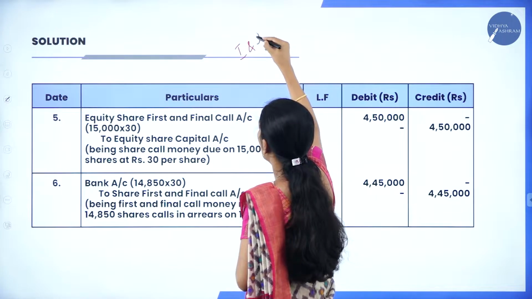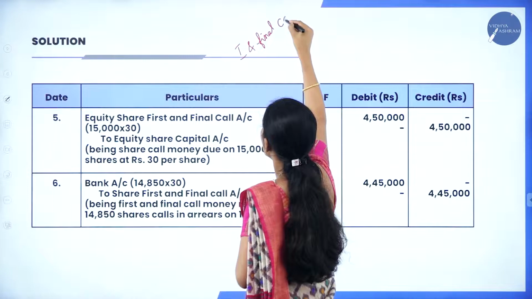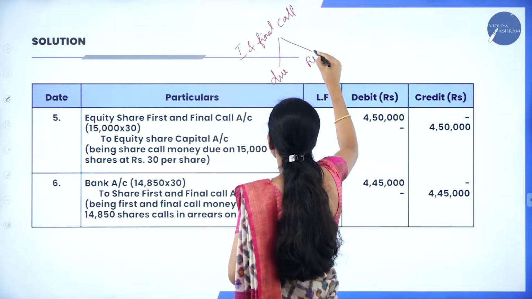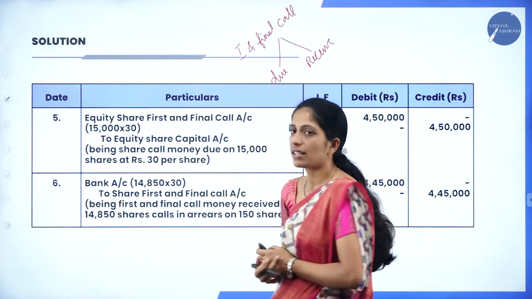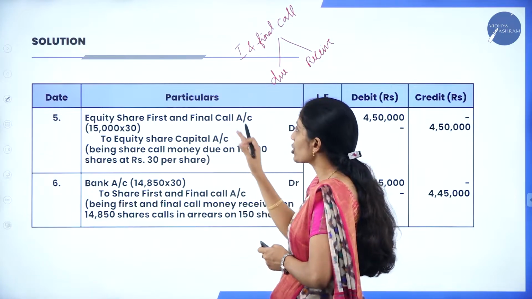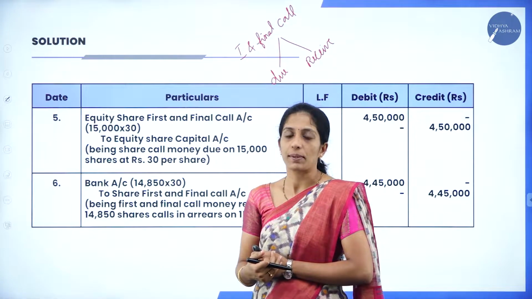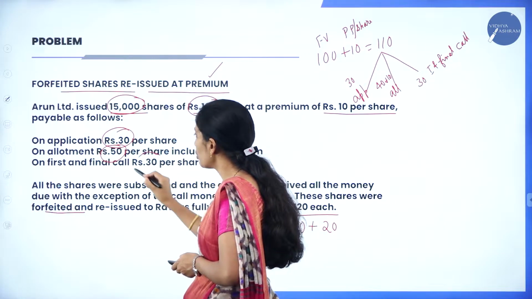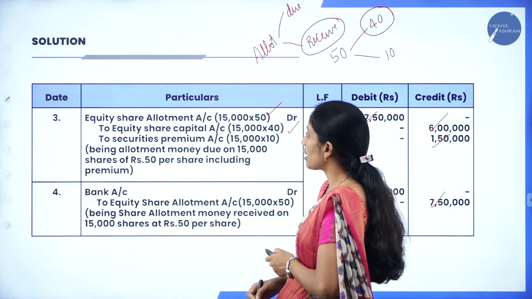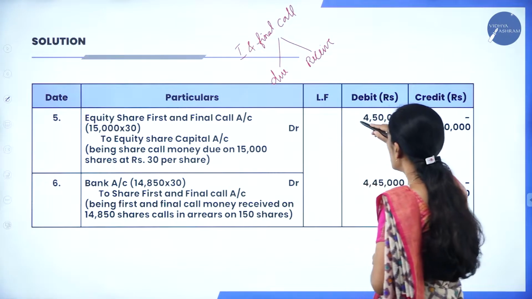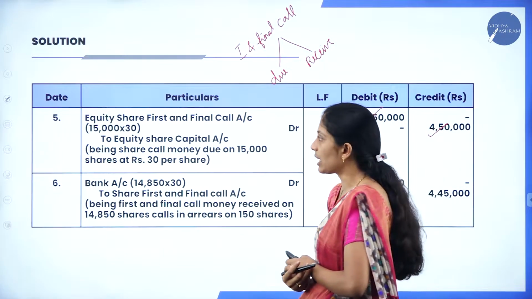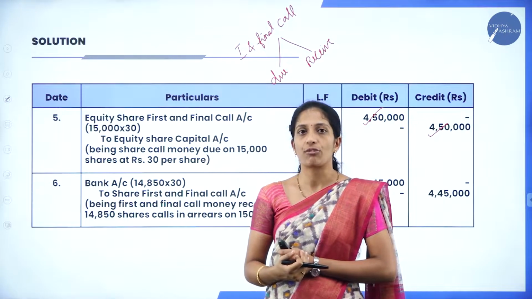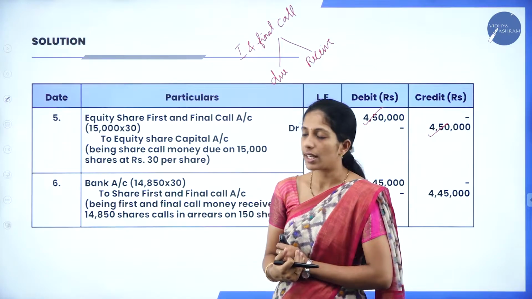Now, the next stage is what? First and final call. Here also two entries you have to record. One is due, the other one is receive. Now, what is the due entry for share first and final call? Equity share first and final call account debit to equity share capital account. What is the number of shares? It will be 15,000 into 30 rupees. So, 15,000 into 30 will be transferred to equity share capital, that is 4,50,000. Write the narration: being equity share first and final call money due on 15,000 shares of rupees 30 each.